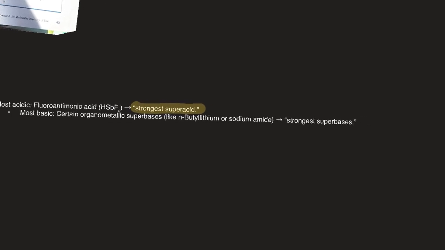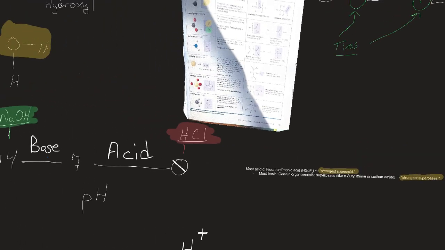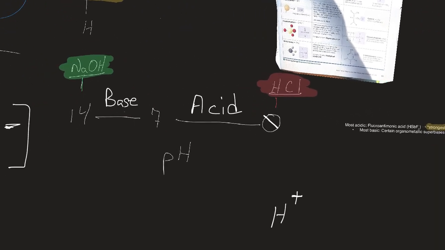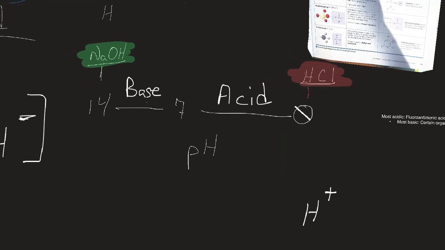And the most basic is an organometallic superbase called N-butyllithium or sodium amide. It's the strongest of the bases. They're so acidic and so basic that they're off the scale. You can't even compare them to normal acids and bases.